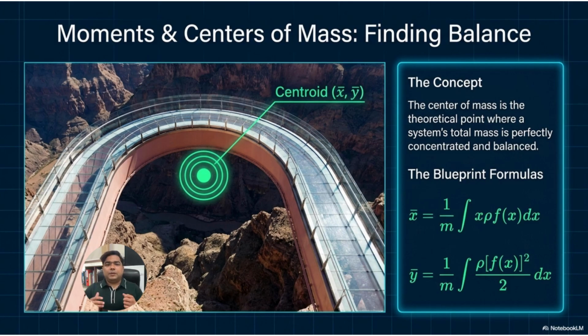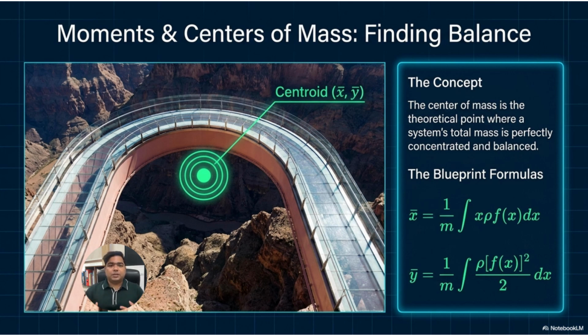This slide introduces moments and centers of mass. The center of mass is the balance point of an object or system. If the whole mass of the object could be concentrated at one point without changing its balance, that point would be the center of mass. For flat regions with uniform density, the center of mass is also called the centroid. The slide shows two formulas. The first formula is x bar equals 1 over m times the integral of x times rho times f of x dx. Verbally, we say x bar equals 1 divided by the mass multiplied by the integral of x times rho times f of x with respect to x. This gives the horizontal coordinate of the center of mass.